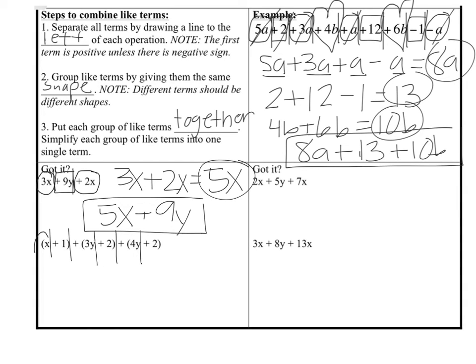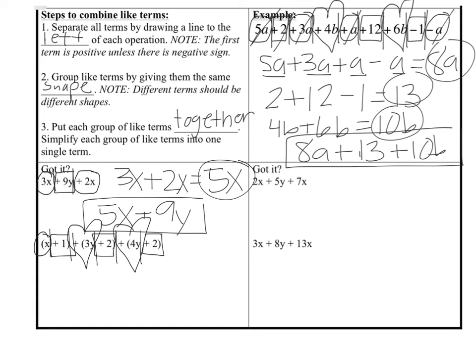So I have an x, I'm going to do a circle. And I don't have any other terms with an x, so that's my only circle. Next I have a constant, so without a variable. Let's see if I have any other constants. I'm going to give a square. So there's plus 2 and plus 2. And then last I have 2 terms with a variable of y, so I'll give that a heart and a heart.